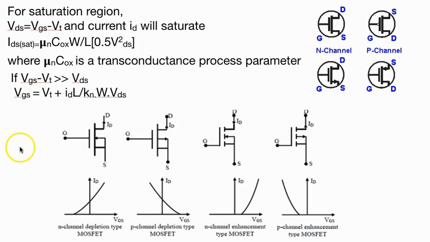Now, when VGS minus VT is greater than VDS, that means that the VDS applied is very small. Then VGS equals VT plus ID L by Kn W. I think this formula is correct, but kindly look into it. If you find any changes in this formula, do mention them in the comments. So this is the pictorial representation.